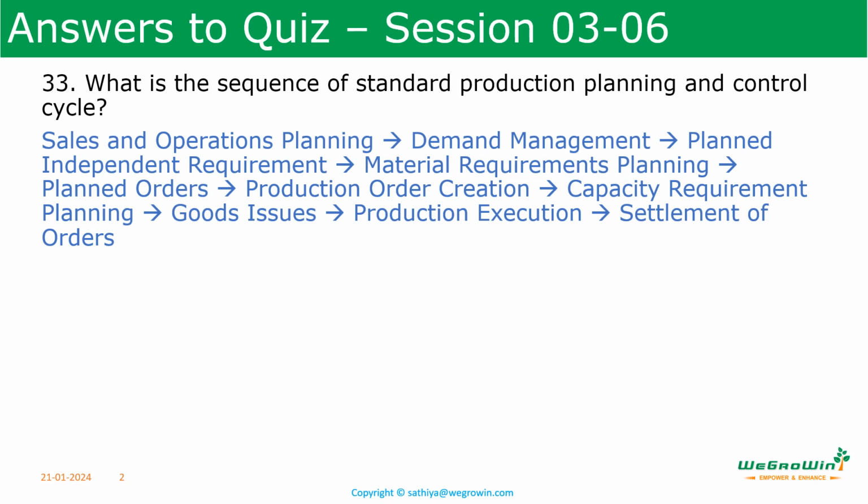What is the sequence of standard production planning and control cycle? It starts from sales and operations planning, then demand management, plant independent requirement, MRP, planned orders, production execution, capacity requirement planning, goods issue, production execution, then goods receipt also it is there, then settlement of orders. Goods receipt is not here, that is also included.